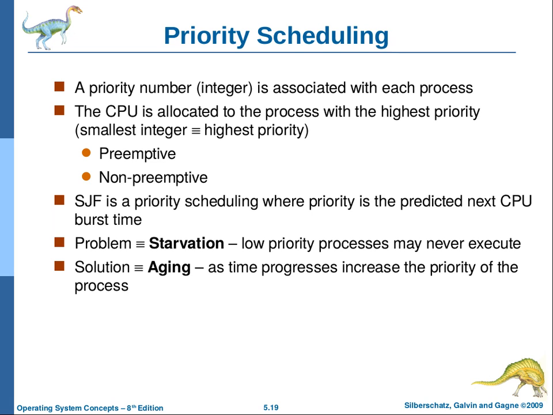Starvation, right. Low priority processes may never execute, because if you keep getting high priority processes, you'll never have a chance to do anything. The solution to this is what's called aging, where you slowly increase its priority over time, so eventually it will have a chance to run.